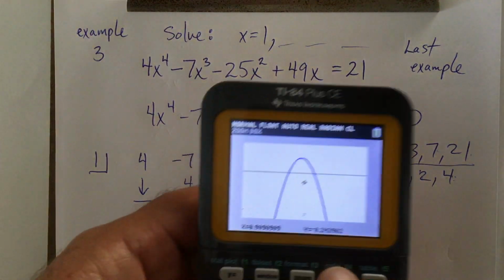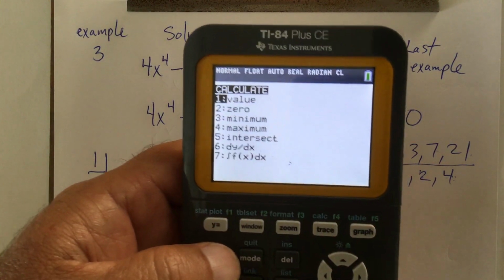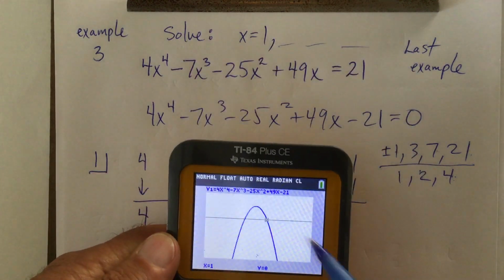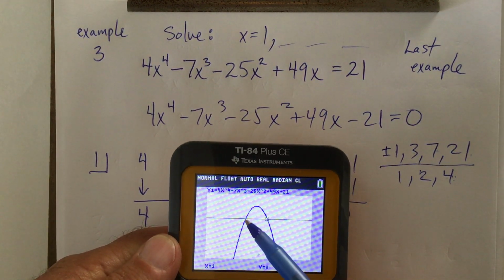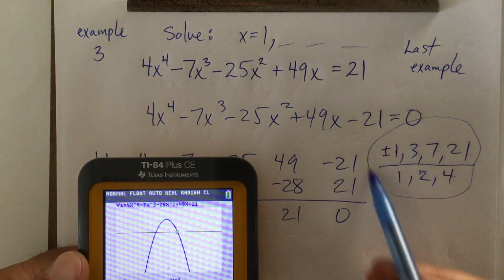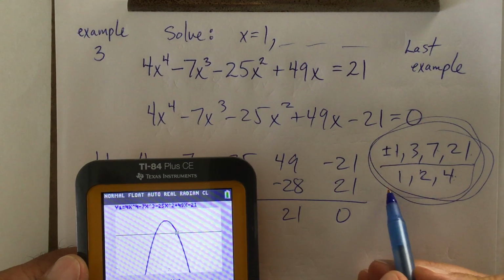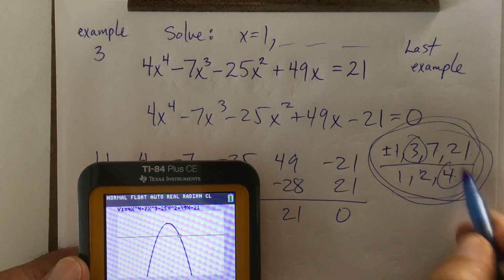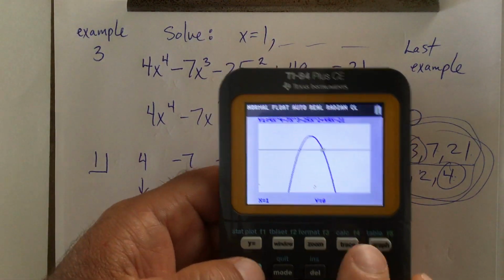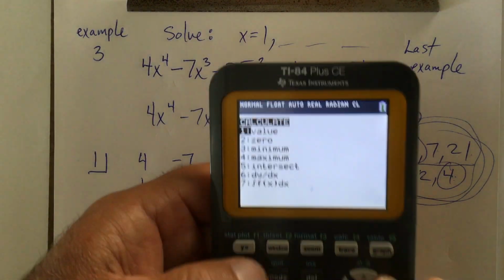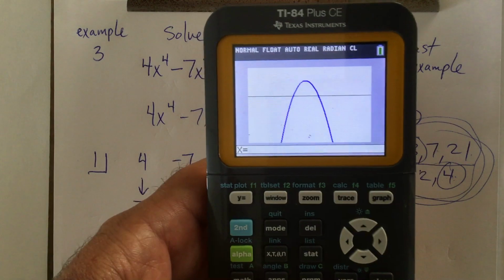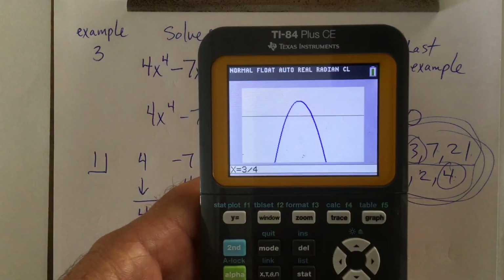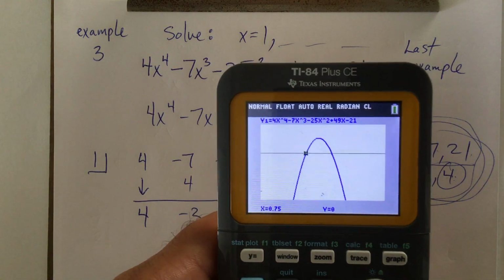Let's make sure. I'm going to go second, calculate the value at 1. I'm using all my tricks. Yep, there it is. So guess what? This is some number less than 1. Look at our possibilities here. What's a number in here that's slightly less than 1? I think 3/4 is the dude. So I'm going to just check it. I'm going to go second, calculate the value at 3 divided by 4, 3/4. And I'm going to say, there it is.